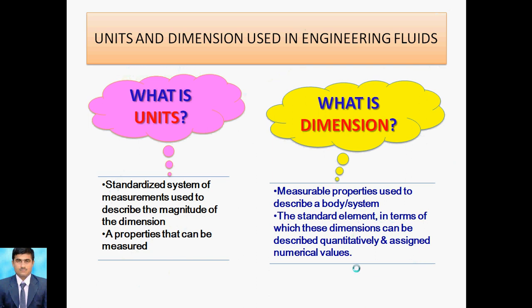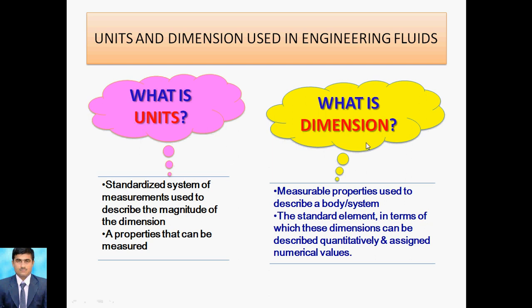The next point is regarding the units and dimensions. Actually there are two different phenomena. One is the units. A unit is a measurement used to describe the magnitude of the properties that can be measured. If you say 20 kilometer per hour, then kilometer per hour is the unit. It is necessary because we cannot say only 20, right? That's why the unit is important.